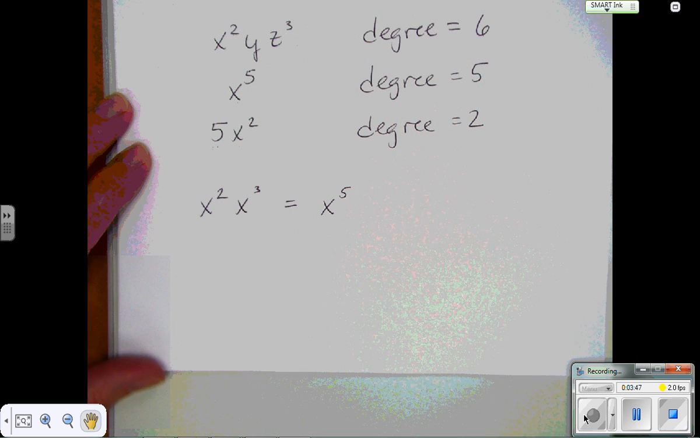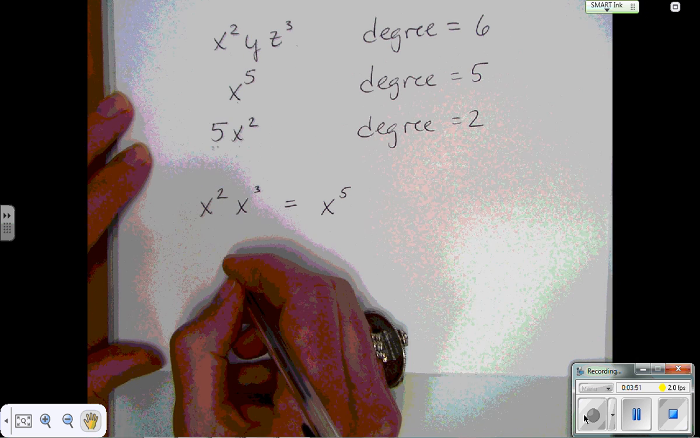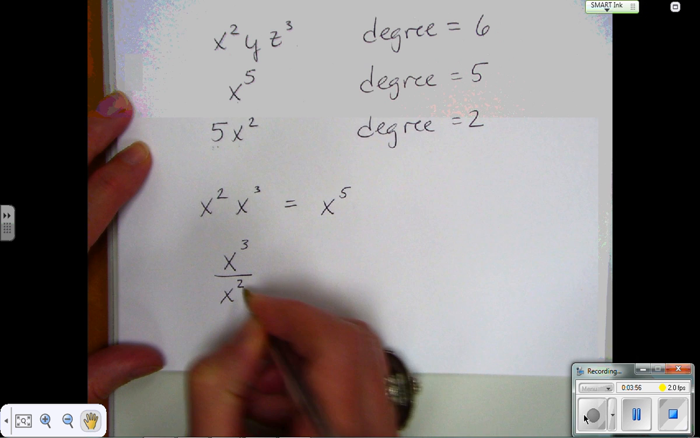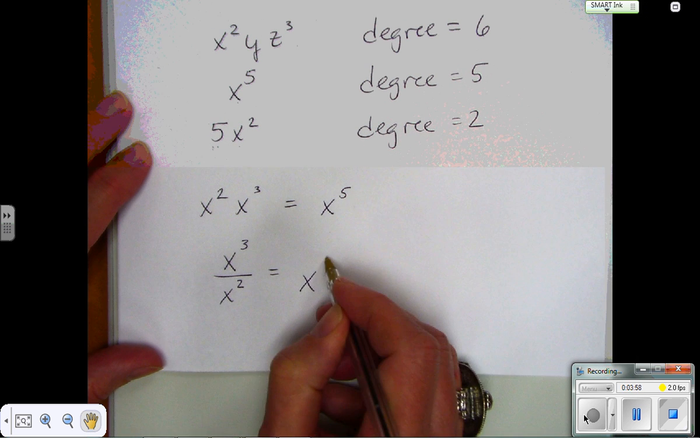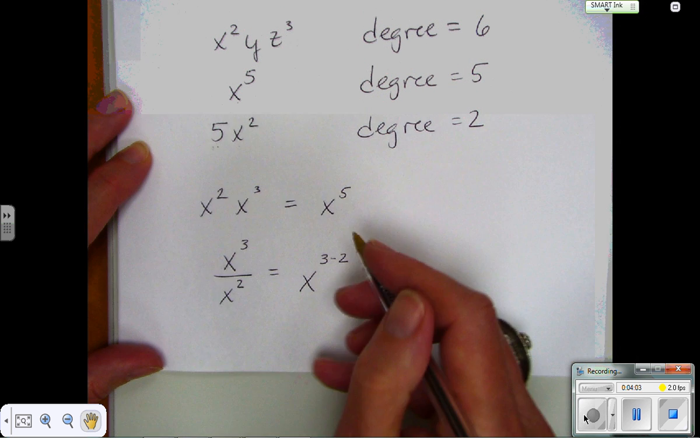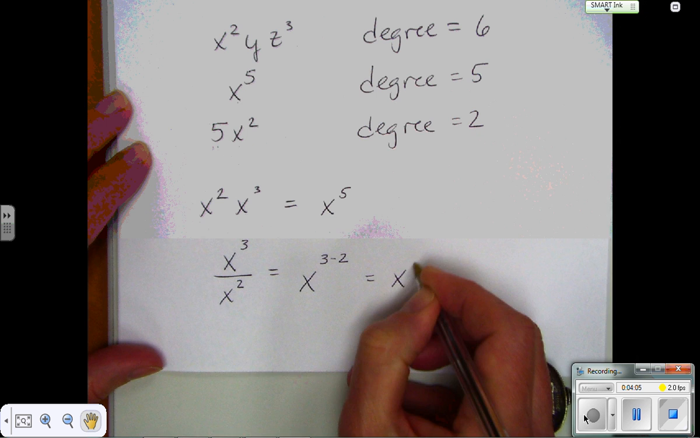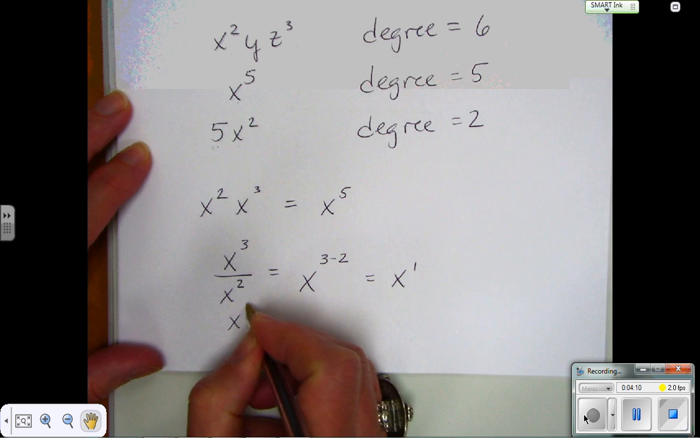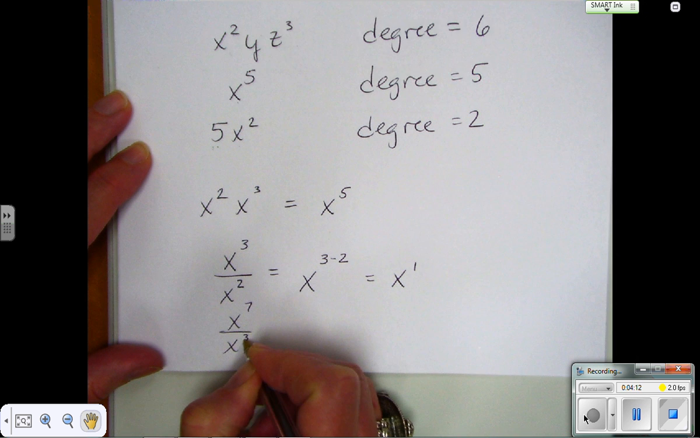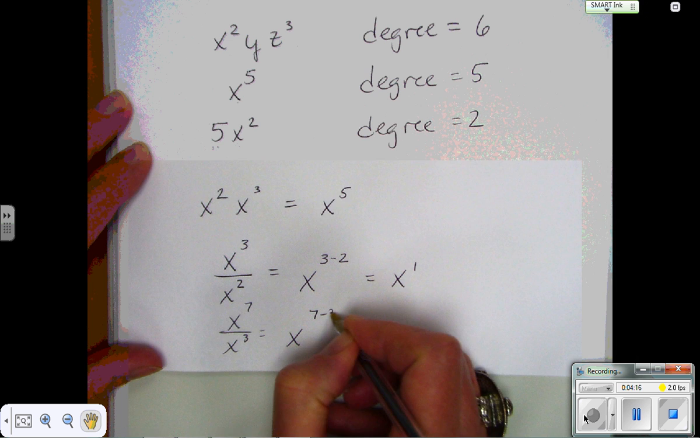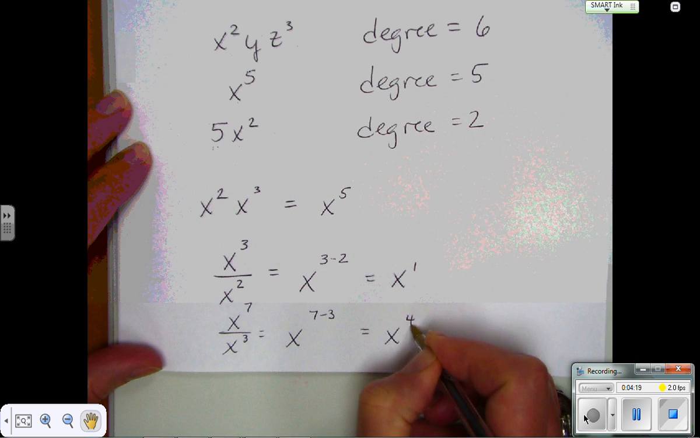When you're dividing powers with the same base, keep the same base and subtract the exponents. So if I have x to the third divided by x squared, I'm going to take the top exponent minus the bottom exponent. So this would work out to be just x to the first power. Another one, x to the 7th over x to the 3rd. I would take the numerator exponent, subtract the denominator exponent, and this would be x to the 4th.